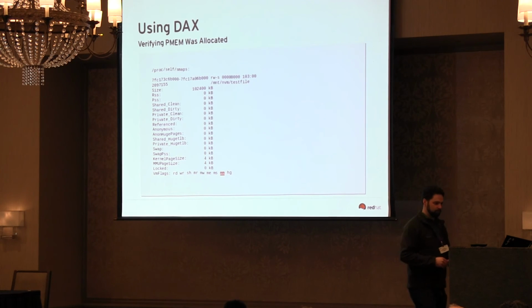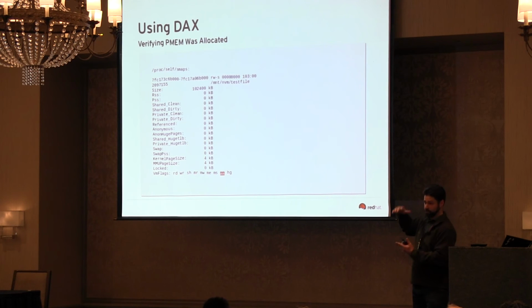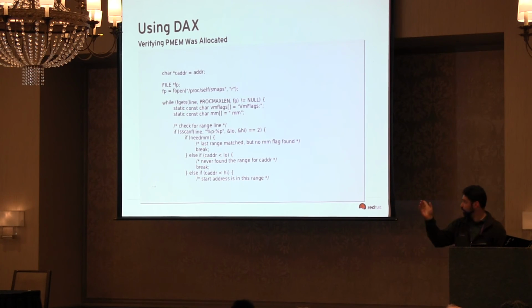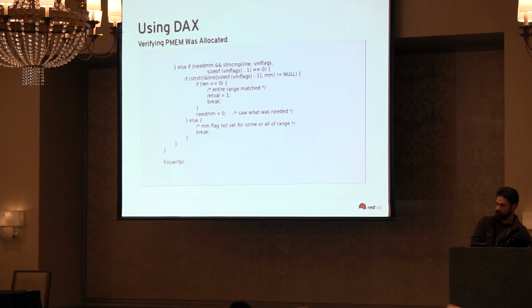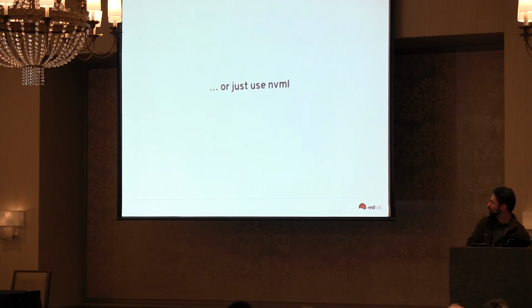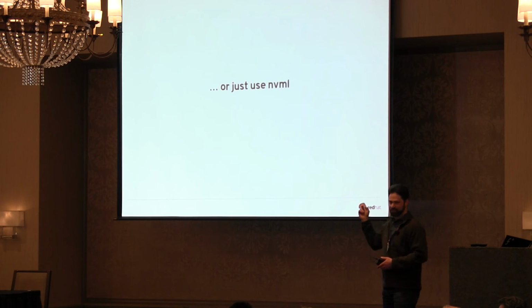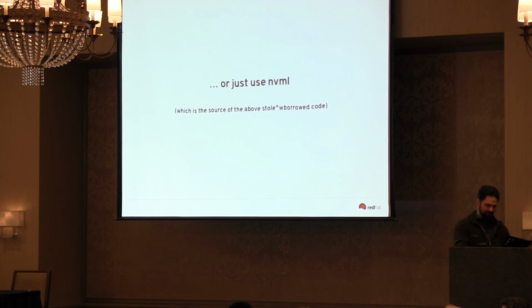This is the worst interface ever, but that's what we have, and that's the only way you can check to see if you got persistent memory: walk this, look for the memory range where the address is that you got, and then check for this VM flag. So it's very simple. You just do this, followed by that, and then a little bit of this. Or you could use NVML, which has a single function called pmem_is_pmem, and you're done. That's kind of where I borrowed this code from.